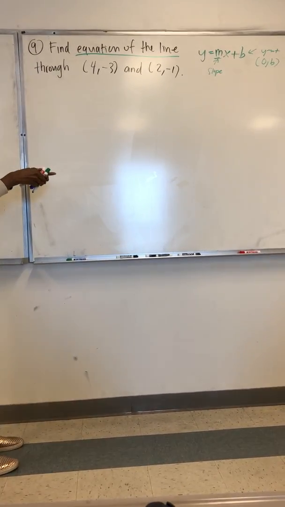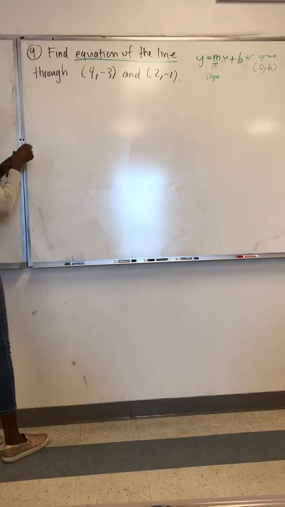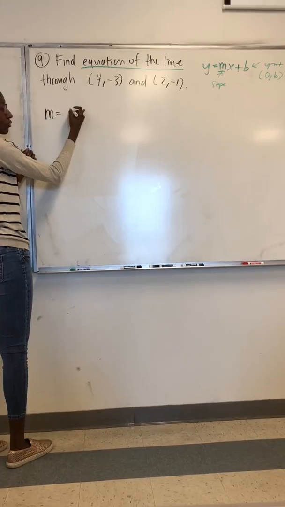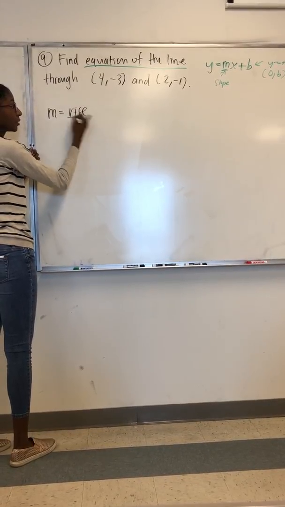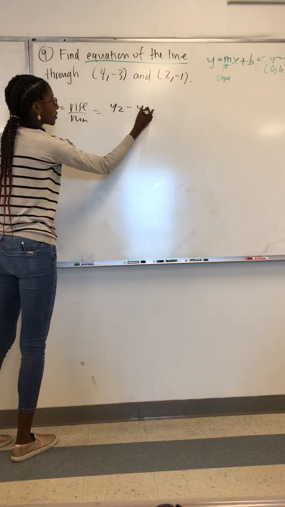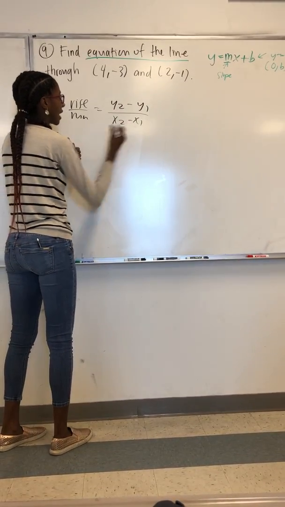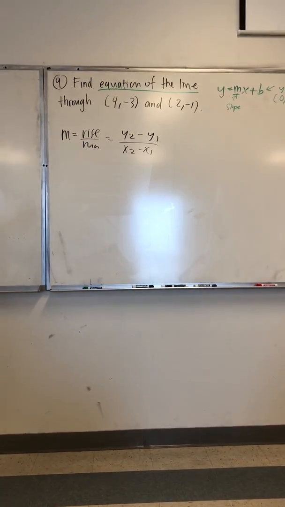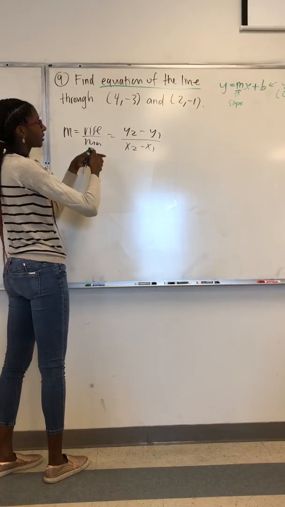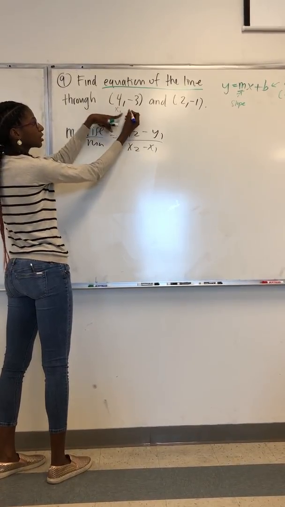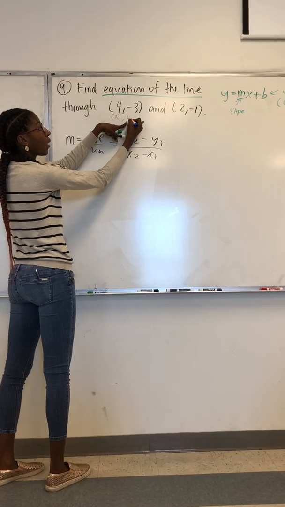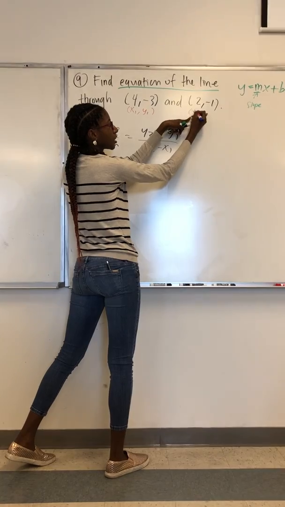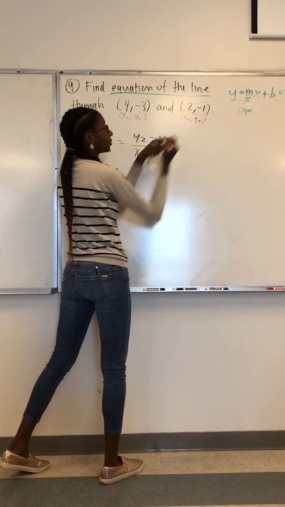So, first thing that we need to find is our slope. What is the slope equal to? Rise over run, which is equal to y2 minus y1 over x2 minus x1. Did they give us a y2, y1, x2, x1? Okay, so let's label them. What do you want this to be? x1, which means this has to be y1. Don't mix up the numbers. They're both ones, which means this one's going to be x2 and y2.